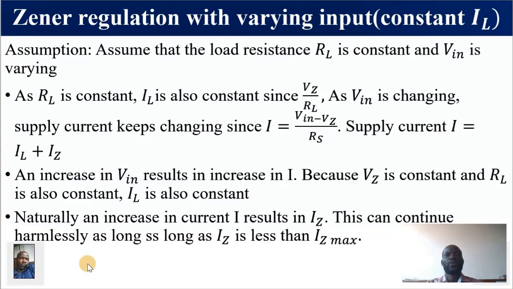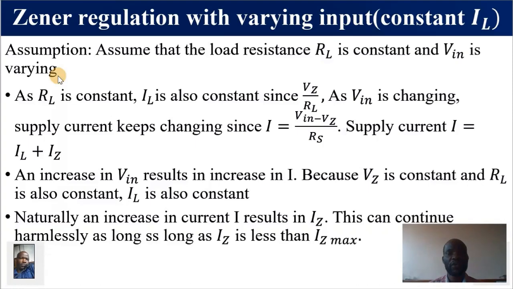We are now looking at how a Zener diode regulates the output voltage with varying input voltage. When input is varying, it means we are maintaining the output current or the load current constant. We cannot have two variables changing at the same time. So the assumption is RL is constant and input voltage, which is the output of the filter, is varying. Varying simply means it may be increasing or decreasing depending on the input from the power utility.